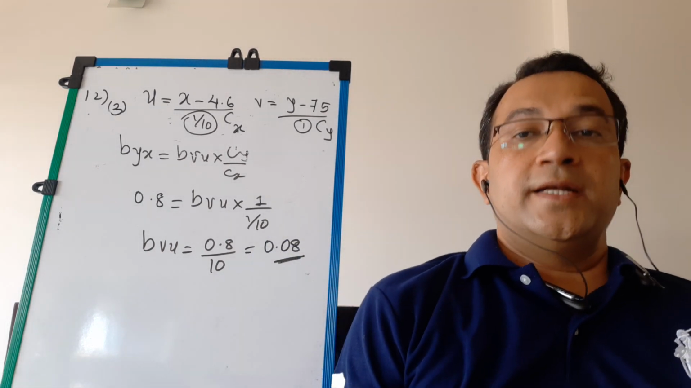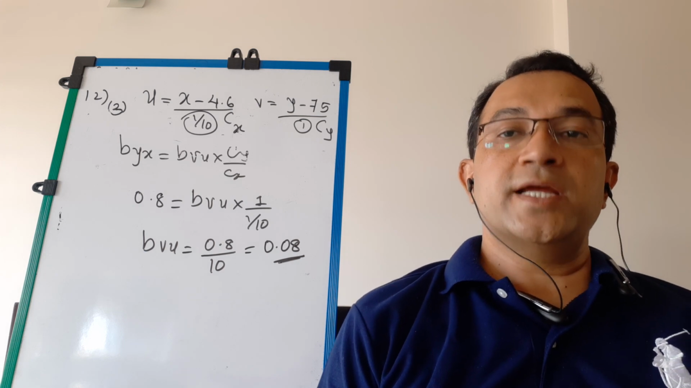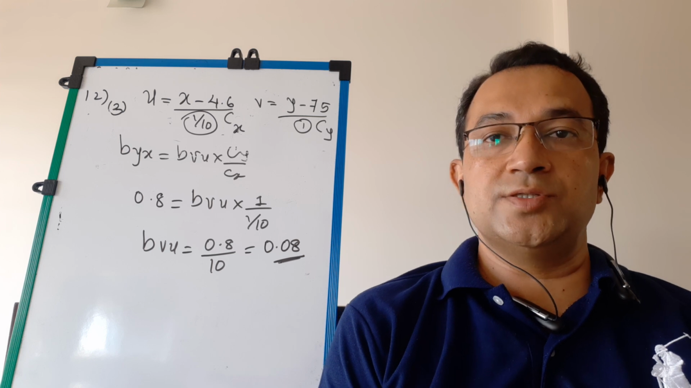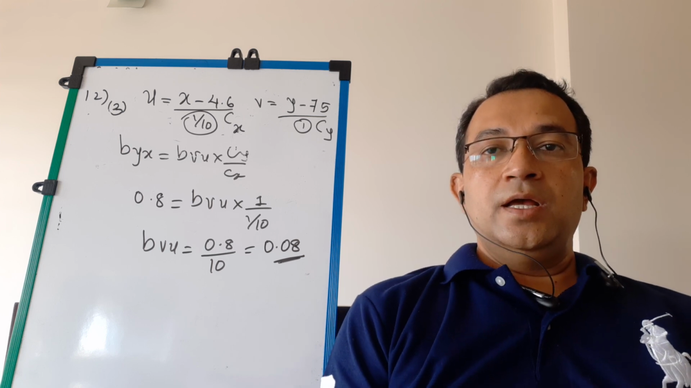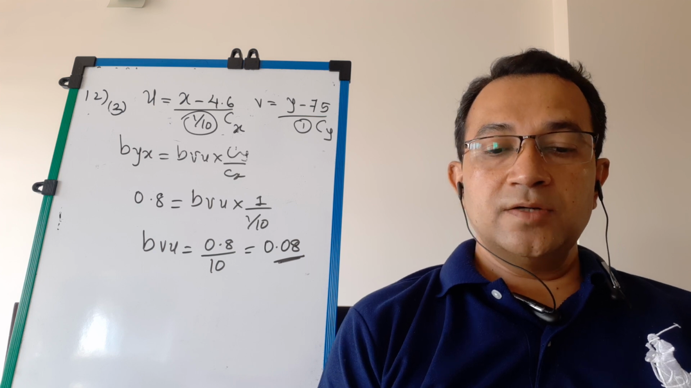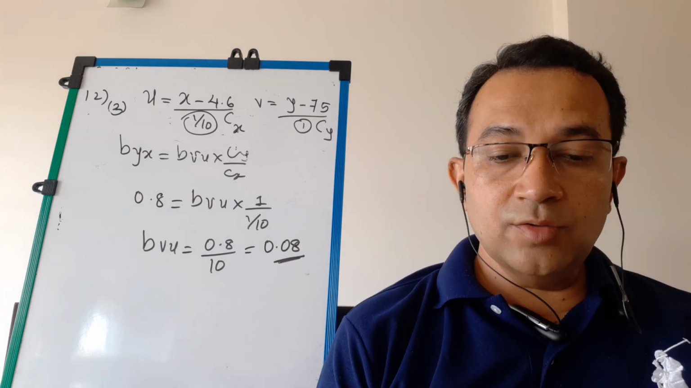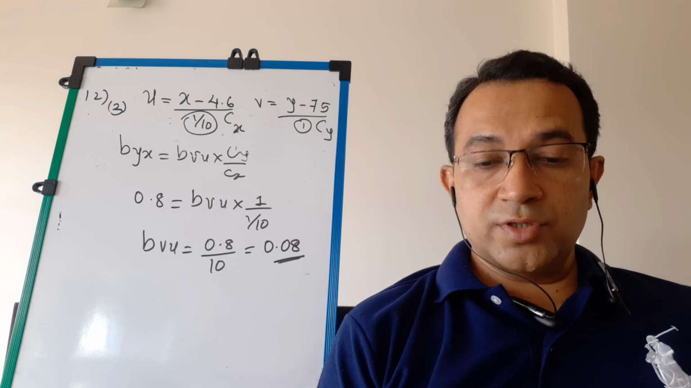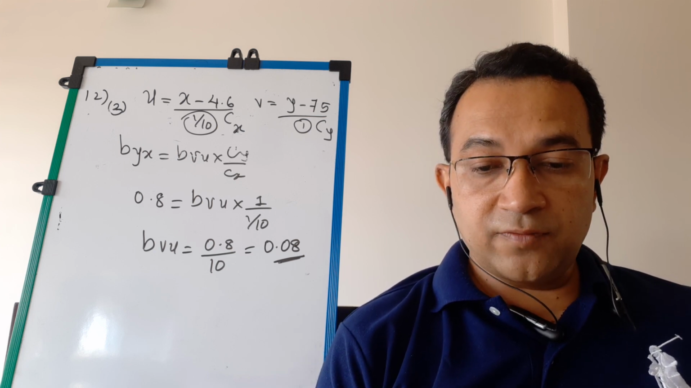1 upon 1 by 10 is nothing but, students, 10. So 0.8 divided by 10 gives us 0.08. So this is how, students, we have applied the shortcut method formula. Now let us apply again one more question using the shortcut method formula.